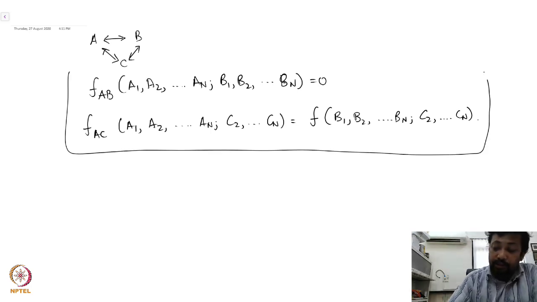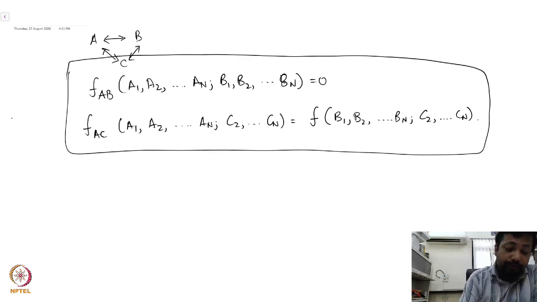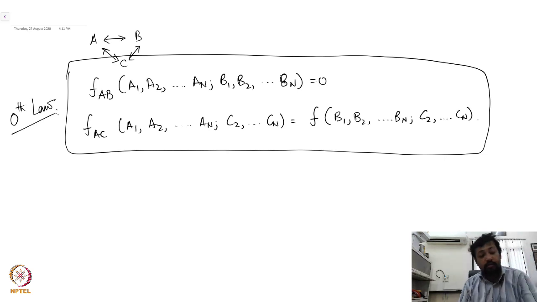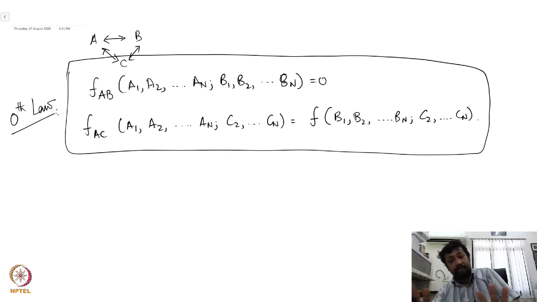So this essentially forms the crux of the zeroth law of thermodynamics. This looks very simple. There is nothing complicated in this particular thing, right?